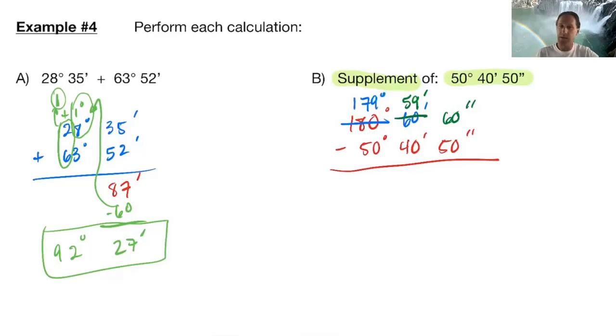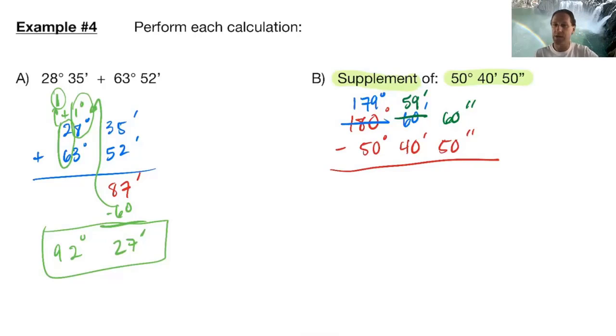The biggest mistake that students typically make with this is they know they got to borrow from the 180 and they'll put 179, but then they'll put 60 here and 60 here like I have right here, and they won't borrow the 1 minute, which is 60 seconds here. So again, just be careful with this. I know it's new, it's different, but you'll get the hang of it.